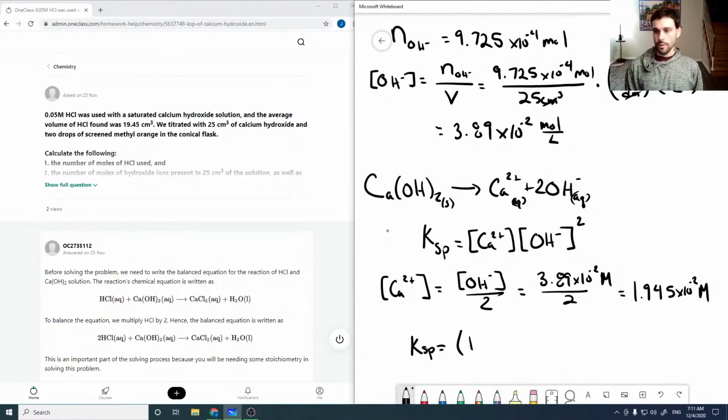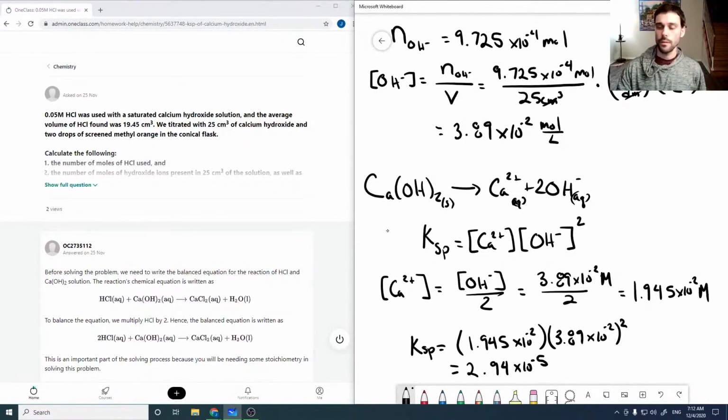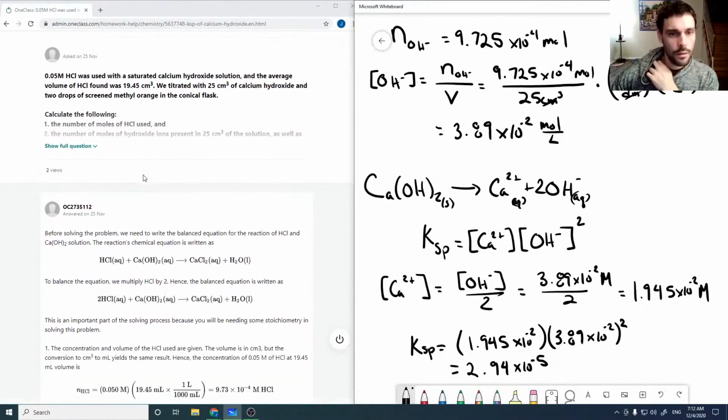Okay, and so our KSP is just 1.945 times 10 to the minus 2 times 3.89 times 10 to the minus 2 squared. And if we work this through, it is 2.94 times 10 to the minus 5. And so there's our KSP. And I believe that's all 3 parts of this question.